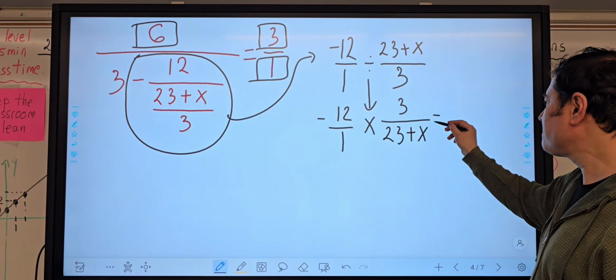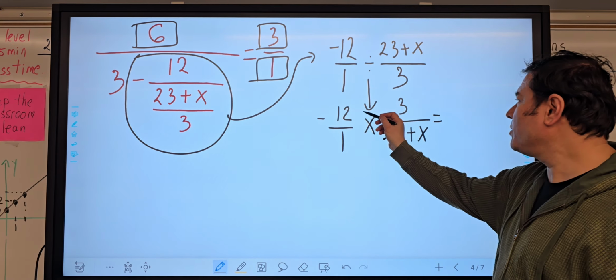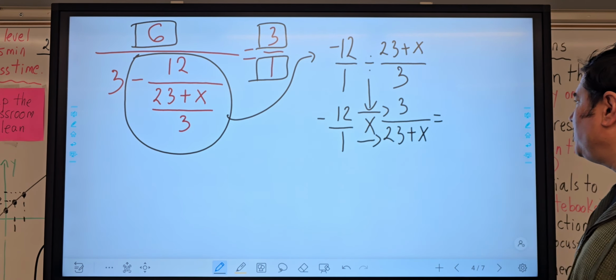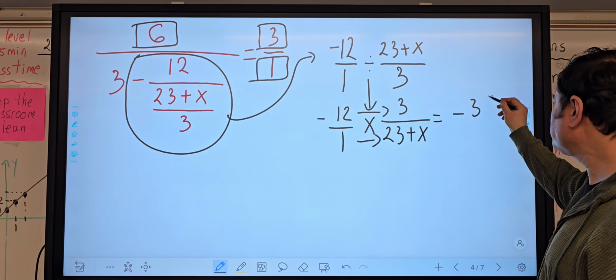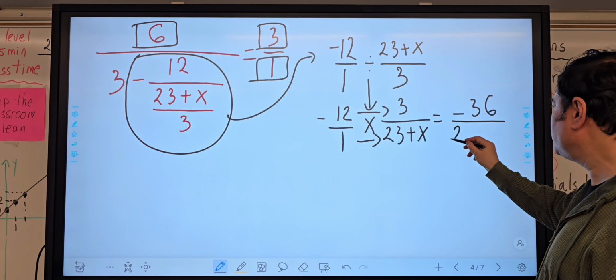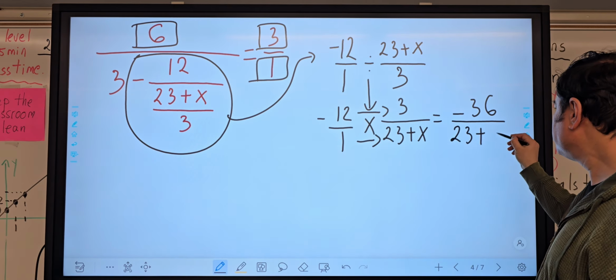Let's see what we get now. We are going to multiply across. So negative 12 times 3 becomes negative 36, and then 1 times 23 plus x becomes 23 plus x.